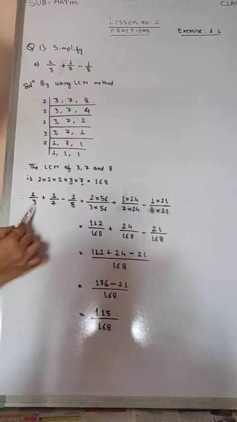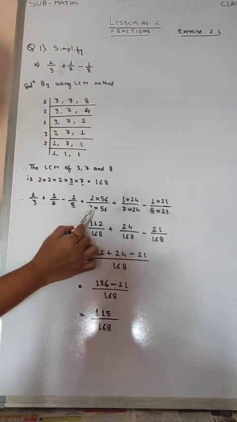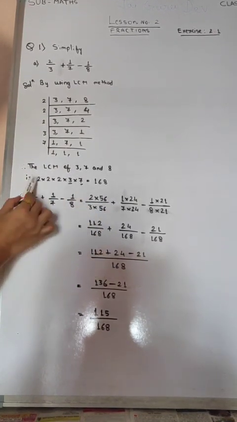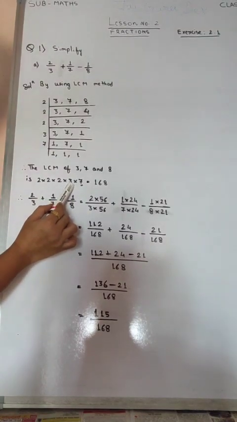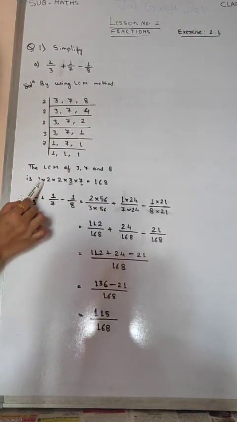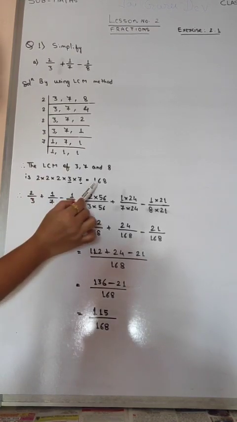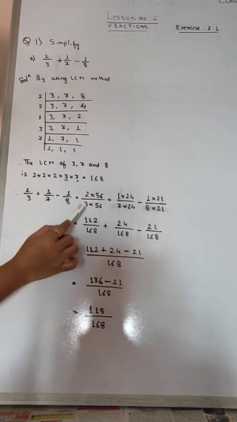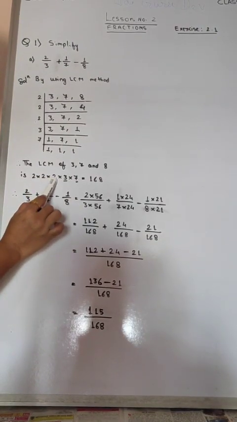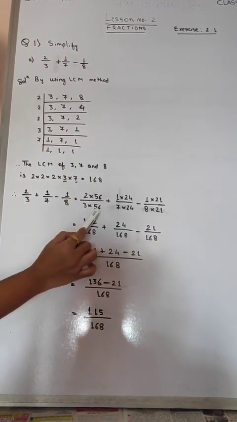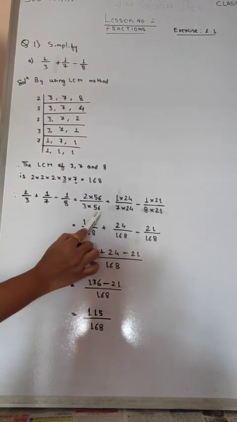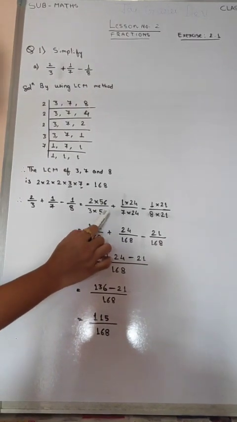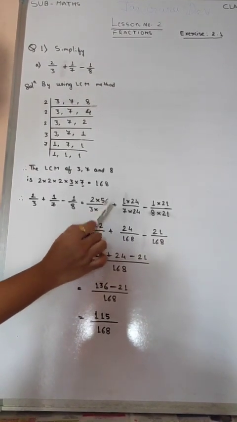Here in 2/3, 3 is the denominator and 2 is the numerator. 3 is already a factor, so excluding this 3, multiply all the other factors to get 168 as the LCM. That is 2 × 2 × 2 × 7, which equals 56. So we multiply the denominator 3 by 56 and the numerator 2 by 56, that is, we multiply 56 with both numerator and denominator.